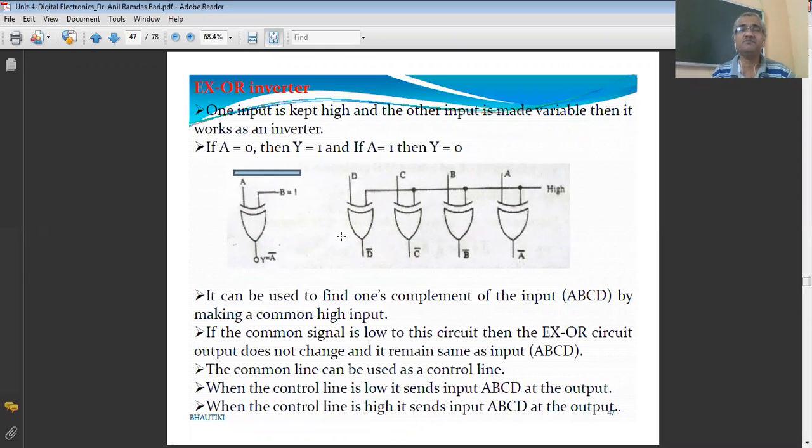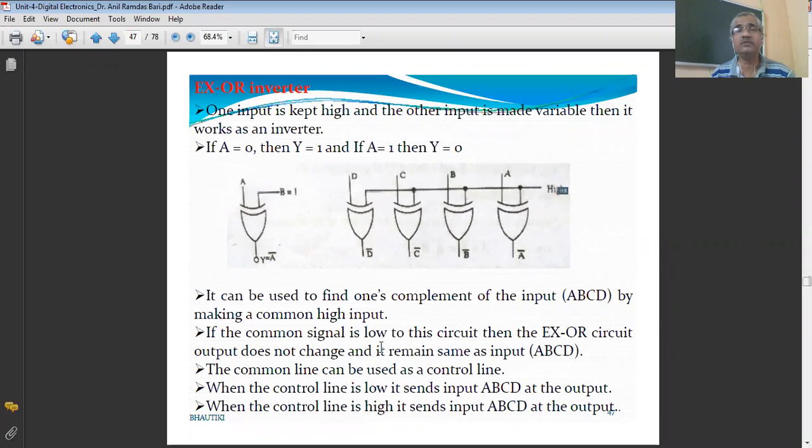Now suppose this is the 4-bit ones complement circuit. One terminal of these exclusive OR gates is tied together, the common signal. When this common signal is low, the exclusive OR gate output does not change and remains the same as the input. So the values of A, B, C, D will appear at the output. The output will not change the inputs.